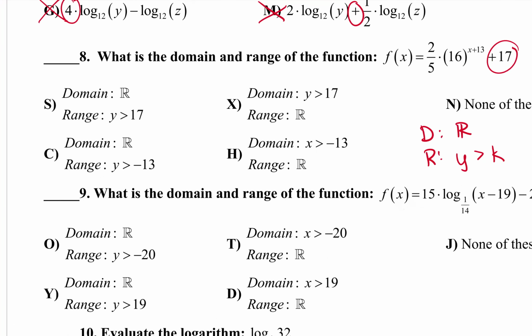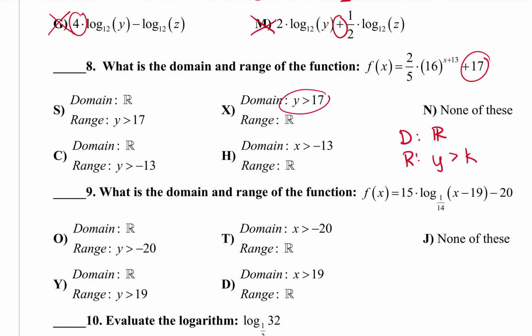So first off, domain is all real numbers. That's wrong. That's wrong. Okay, these two are okay. And then my y is greater than 17. That's k. There's 17. That's not. So my answer is S.